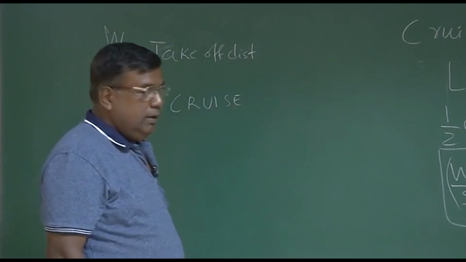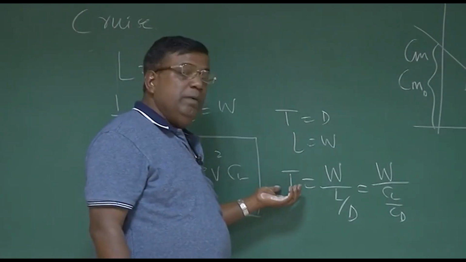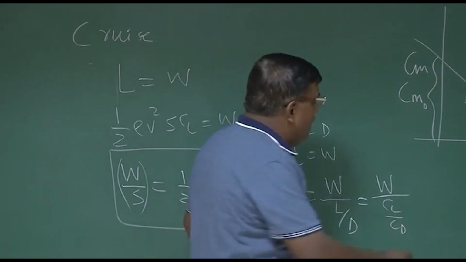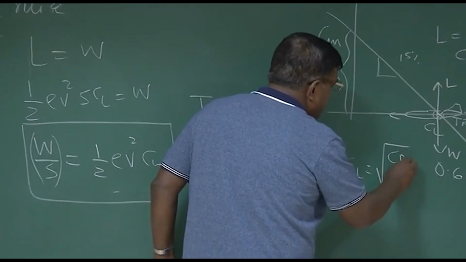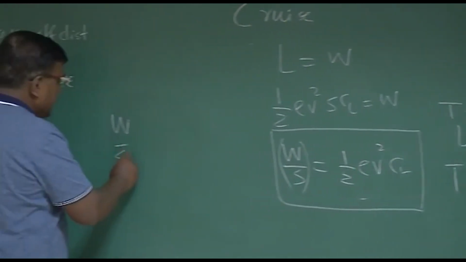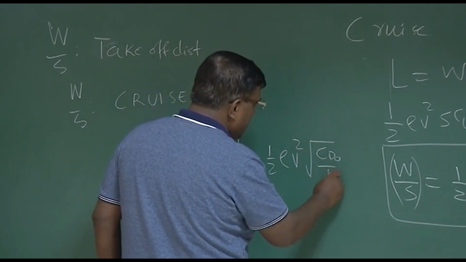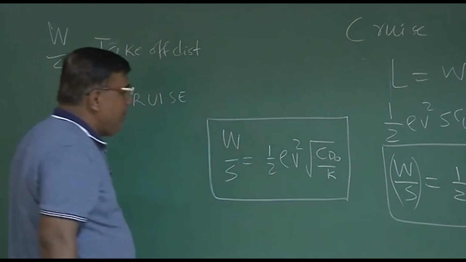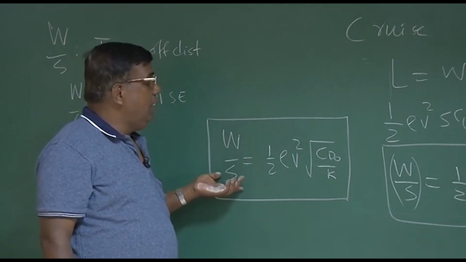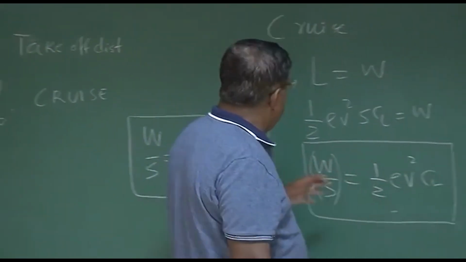The story doesn't end here. You know that if I want to fly at a CL where thrust required is minimum, then I have to fly at a condition where CL by CD is maximum. You are all expert now. This means I have to fly at CL equal to under root CD naught by K. So now this expression becomes W by S equal to half rho V square times root of CD naught by K. So this is another requirement, that aircraft must have this much of wing loading so that it can manage lift equal to weight, as well as fly at thrust required minimum.